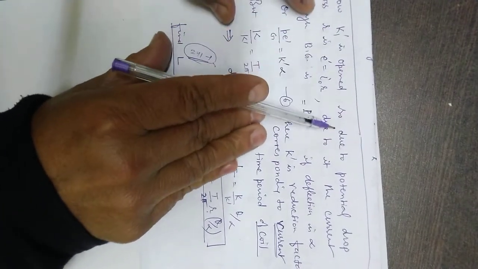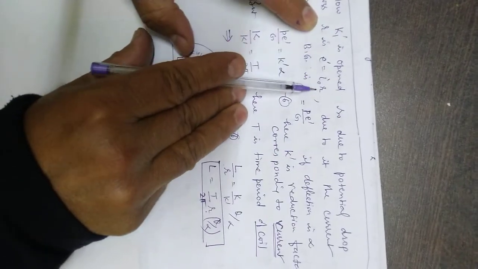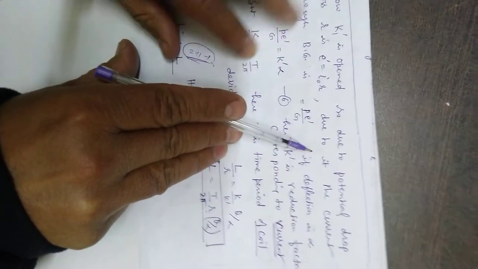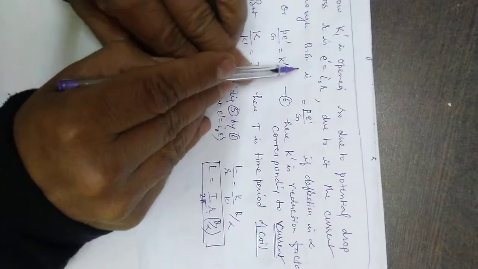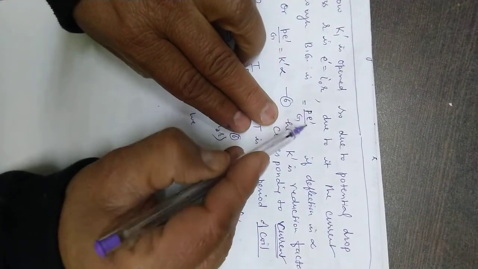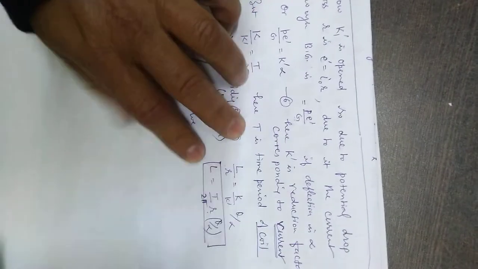K1 is opened. Due to this, a potential drop E' = I0 r takes place across a small resistance r, and due to it the current through the ballistic galvanometer is directly proportional to E'/G. Again I have written it as P E'/G, where P is the same constant which I assumed earlier.